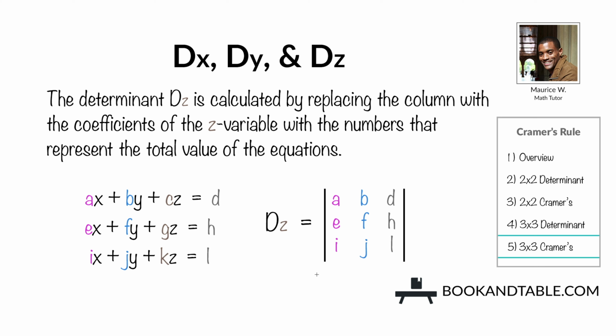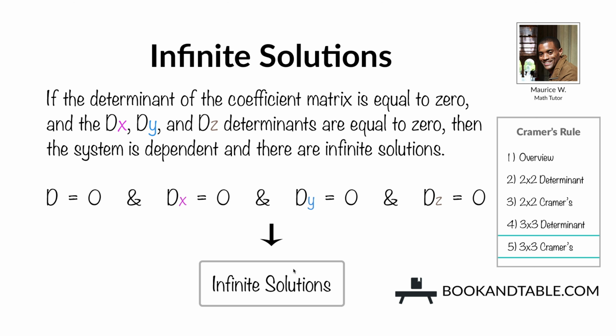And once we go through this process and we find d, dx, dy, and dz, we can calculate the solution by dividing dx by d, by dividing dy by d, and by dividing dz by d. But there are some scenarios in which we'll realize that there are an infinite number of solutions for 3 by 3 or no solutions. So how do we know which scenarios those are?